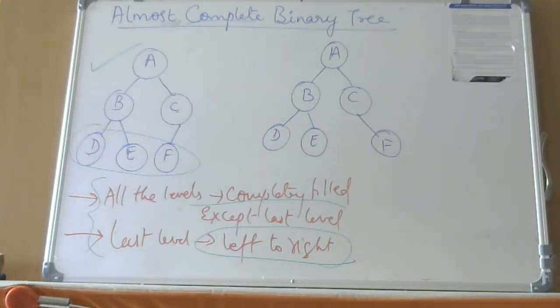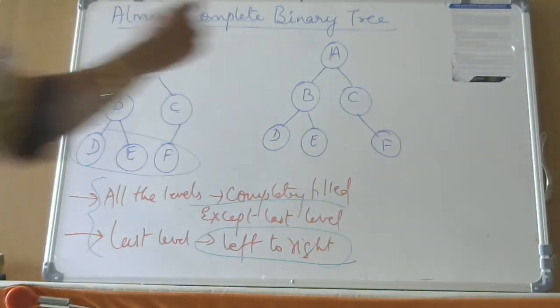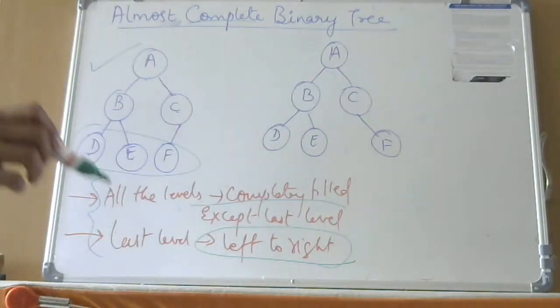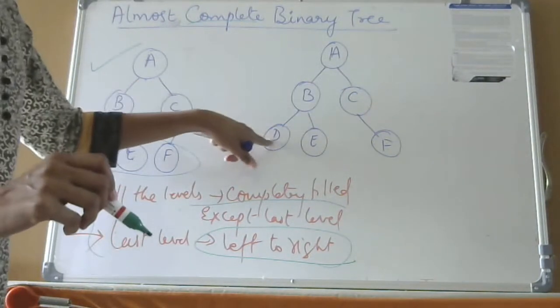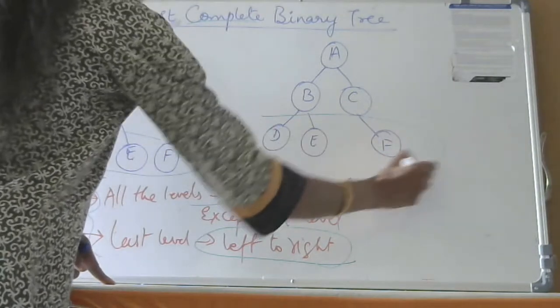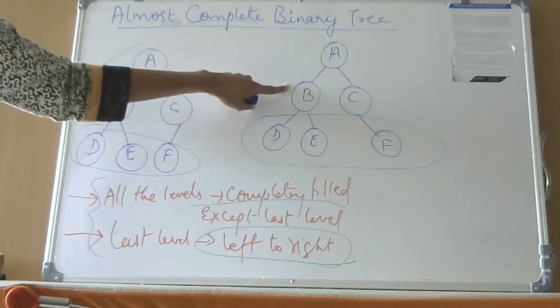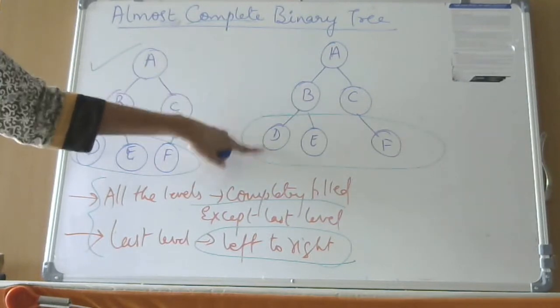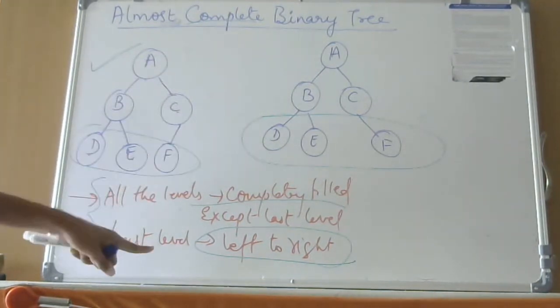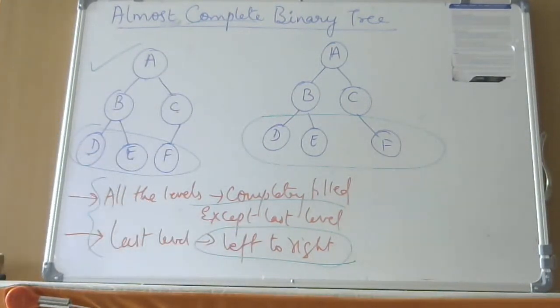Come to this tree. What's happening here? A has two nodes B and C. B also has two nodes. This is the last level. All the levels are completely filled. This level is completely filled. Except the last level, this is filled. Last level, what should happen? We should fill it from left to right.